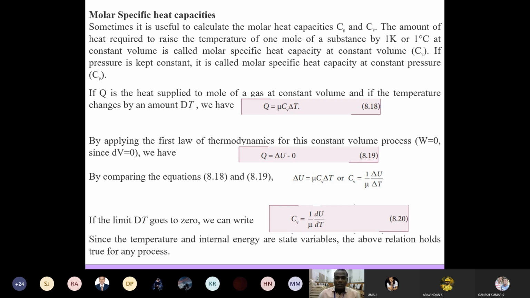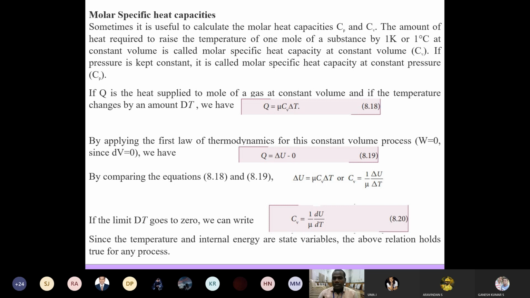So we have the definitions of molar specific heat capacity at constant volume Cv, and molar specific heat capacity at constant pressure Cp. If Q is the heat supplied to a mole of gas at constant volume, and the temperature changes by a small amount dT, then we have the equation Q = mu Cv delta T. This is the equation for the molar specific heat capacity.